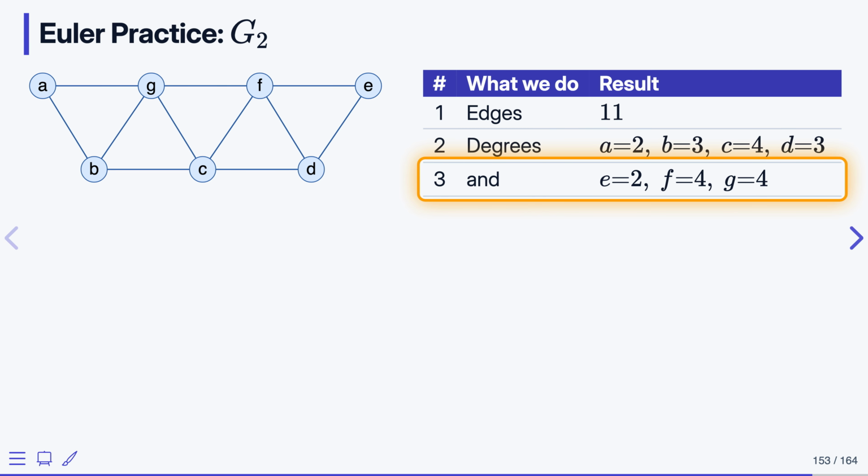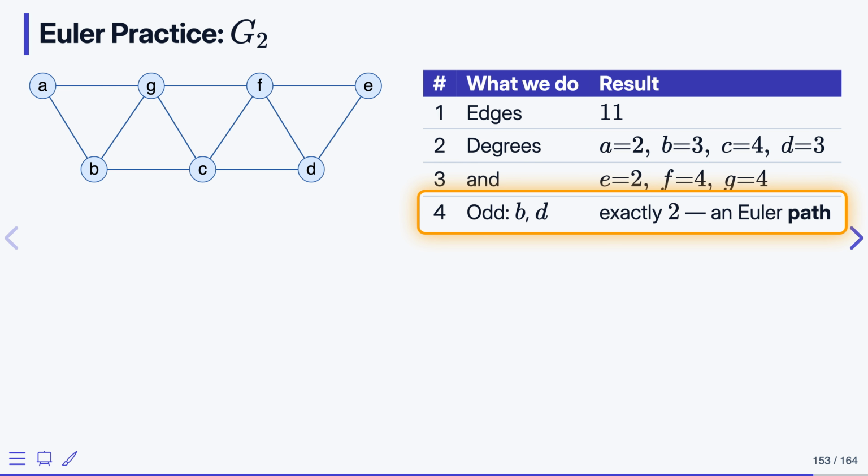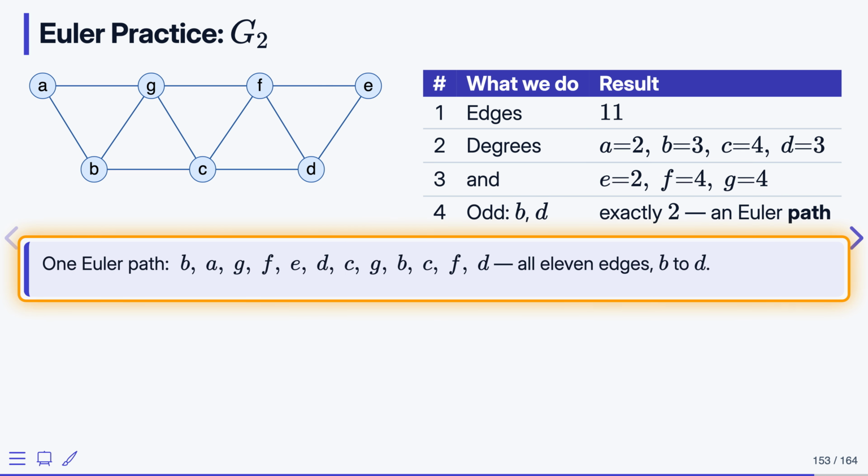Step 3. The rest. Vertex E touches F and D, so 2. Vertex F touches G, E, C, and D, so 4. And vertex G touches A, F, B, and C, so 4. Step 4. So exactly 2 vertices are odd, B and D, that gives an Euler path from B to D. One of them is B, G, F, E, D, C, G, B, C, F, D. Follow it slowly, and you will see all 11 edges used once each.